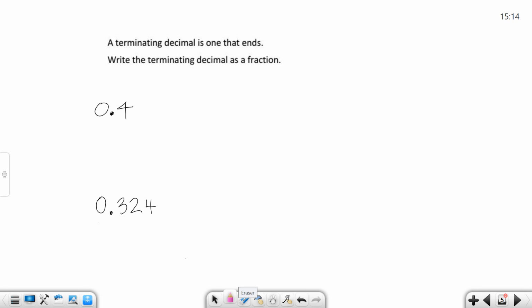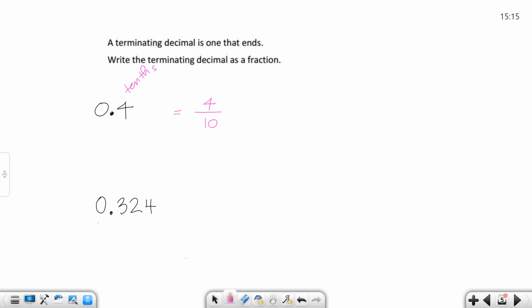Okay, a terminating decimal is one that ends. So I'm going to ask you to write this terminating decimal as a fraction. The first thing I'm going to ask you to do is actually call the name of the fraction. You'll see that this one is in the 10th position. So if it's in the 10th position, that means it's actually 4/10.